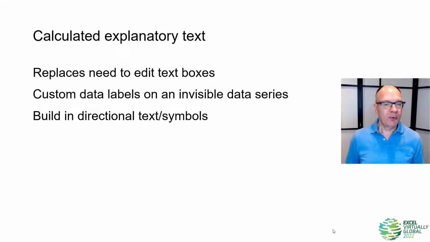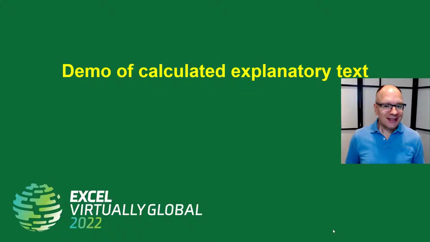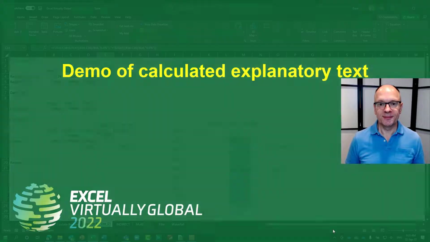Symbols, up or down triangles to indicate increases or decreases. Very easy to do that when you calculate the text. So let's take a look at an example where text has been calculated and how that can help in making your charts easier to update and reuse.